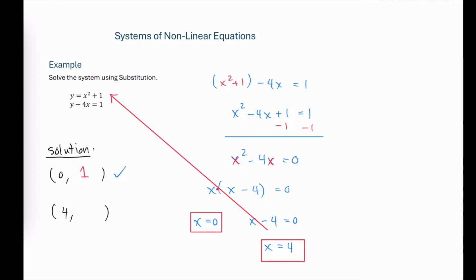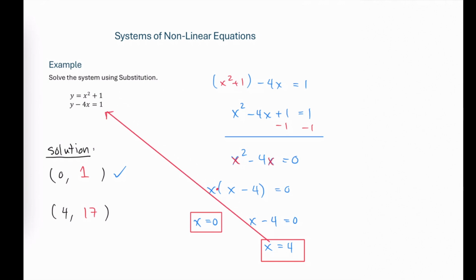Now let's plug 4 back into the first equation to determine the corresponding y value output. So we have y is equal to x squared plus 1. We plug 4 in for x, and we see that y is equal to 17. So 17 is the corresponding y value that completes the ordered pair from the first equation.